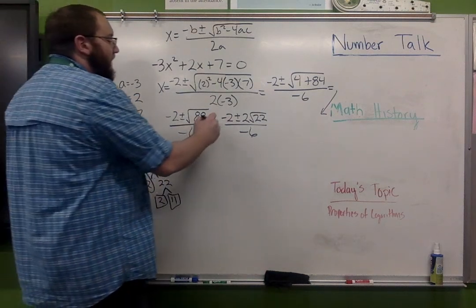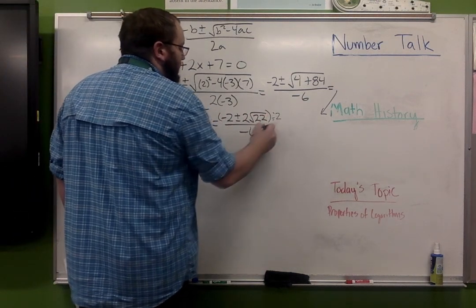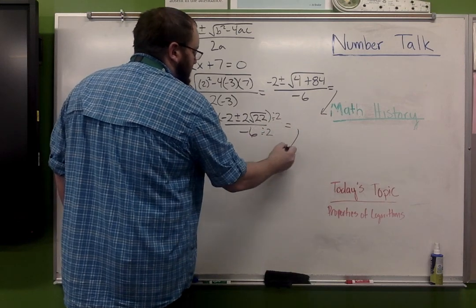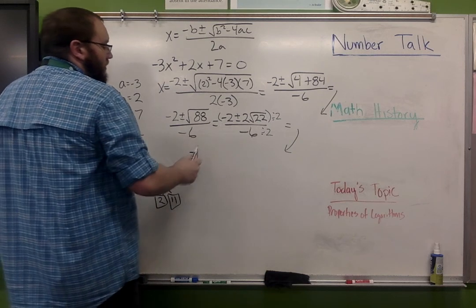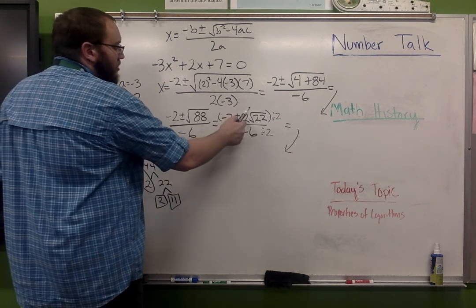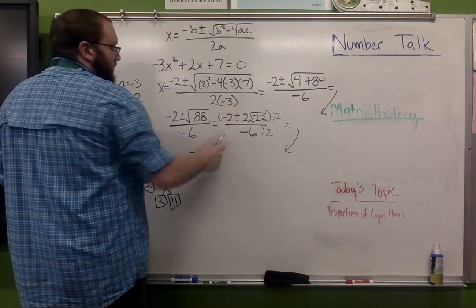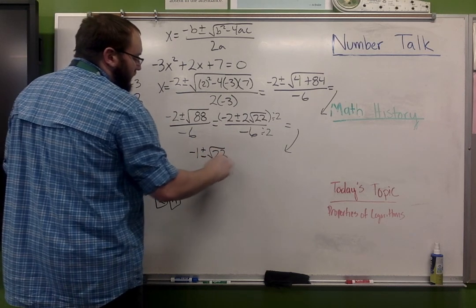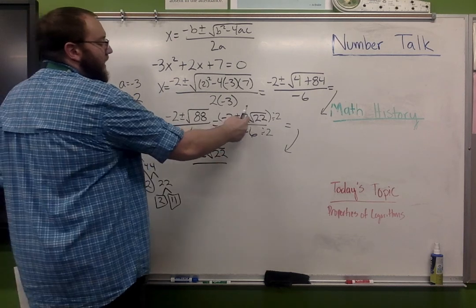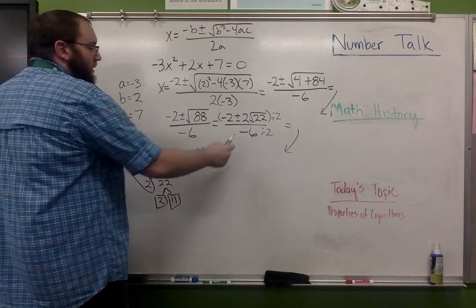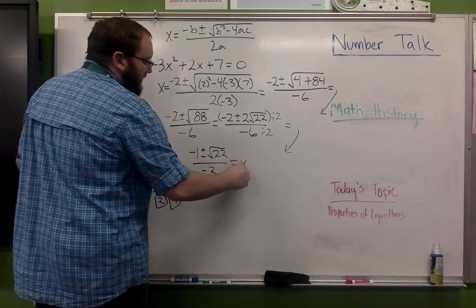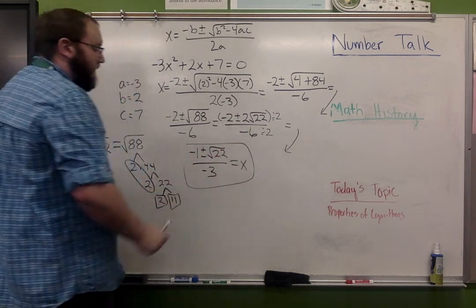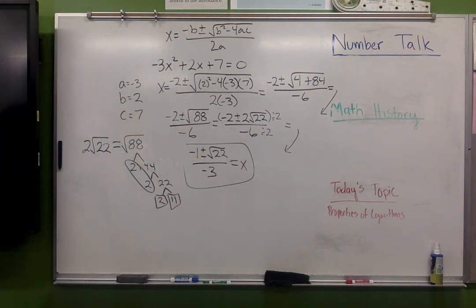Right? I can divide the numerator and denominator by 2. Negative 2 divided by 2 is negative 1. Plus or minus 2 divided by 2 is 1, so square root of 22. Right? This is multiply, this is divide, so they undo each other. Negative 6 divided by 2 is negative 3. This equals x. That's your answer. Okay, no more. You can't simplify from there.